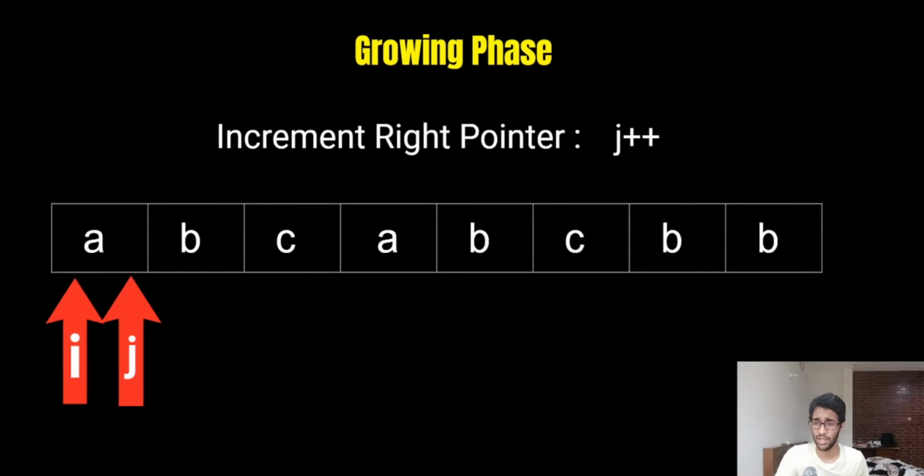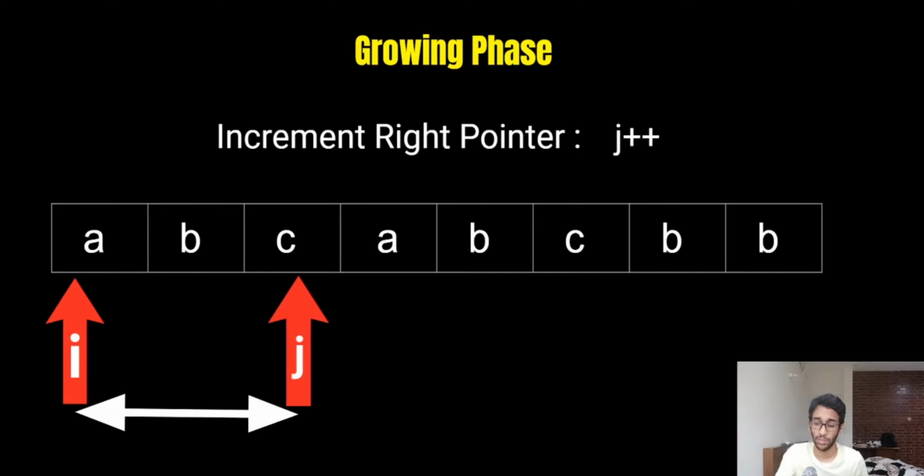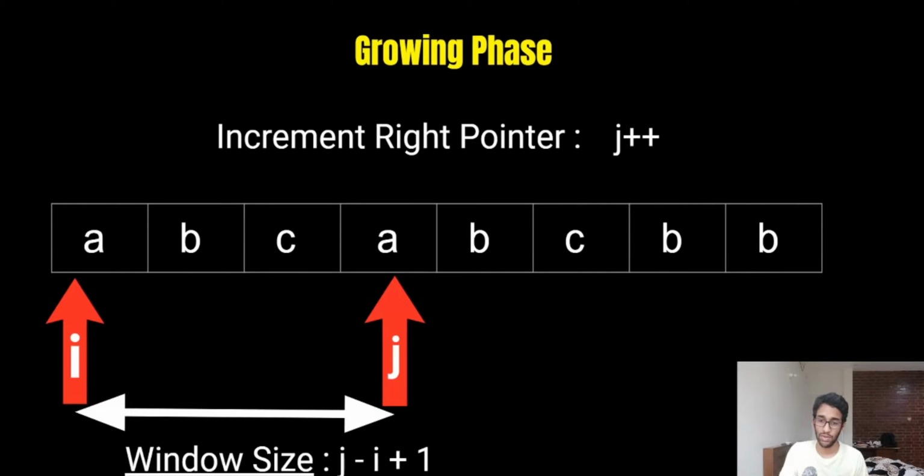So consider this example you see here. We increment the J pointer and the J pointer increases by 1. We increment it again. As you can see here, every time we increment the J pointer, the window keeps increasing. So what is a window? The window is basically any characters between the I and J pointer, and the size of the window is J minus I plus 1.